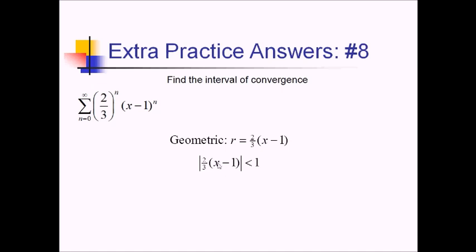So to get the interval of convergence, let me make my life a little bit easier because I'm going to be solving for x here. I'm going to multiply both sides by 3 over 2. So that'll give me just x minus 1 inside absolute value less than 3/2.